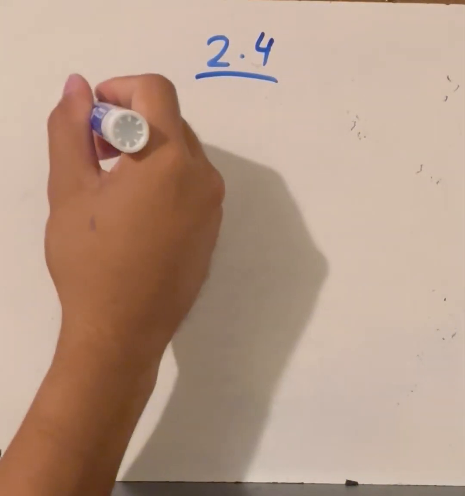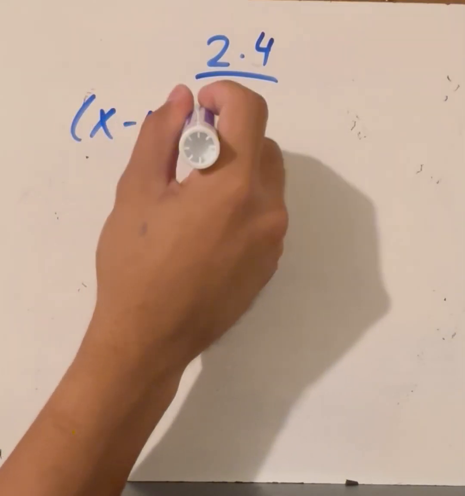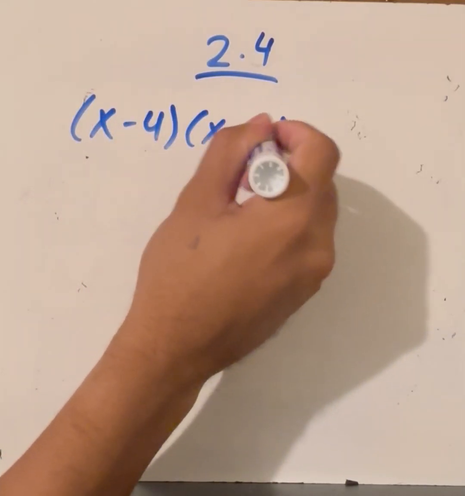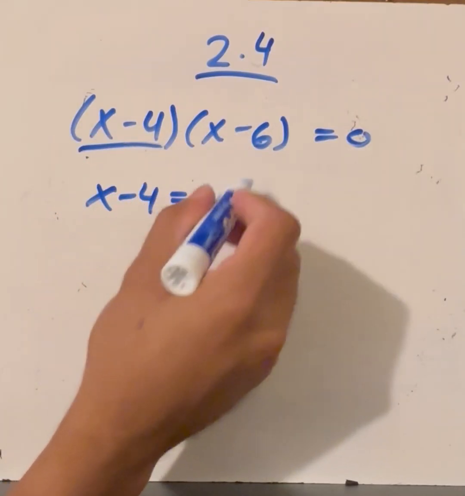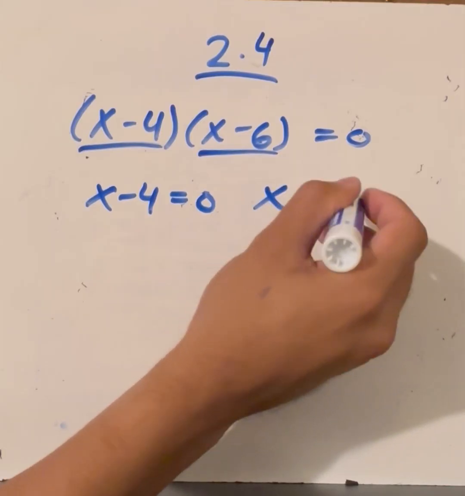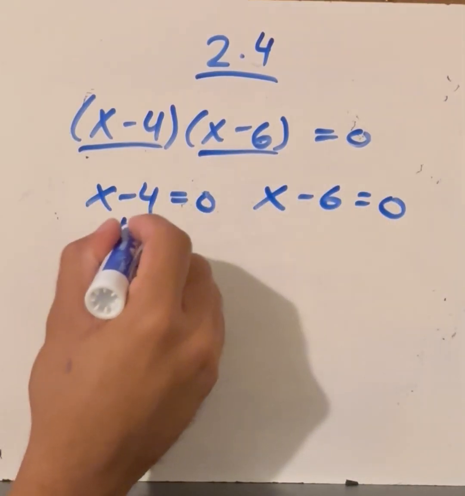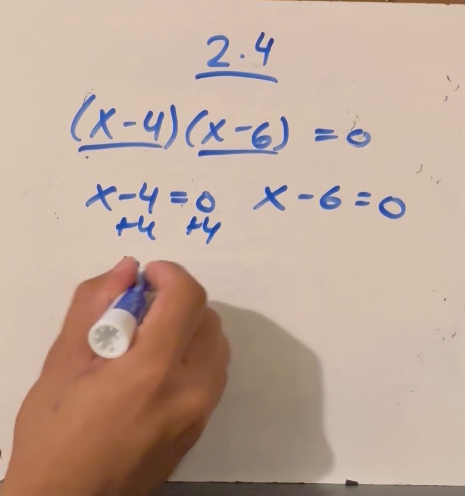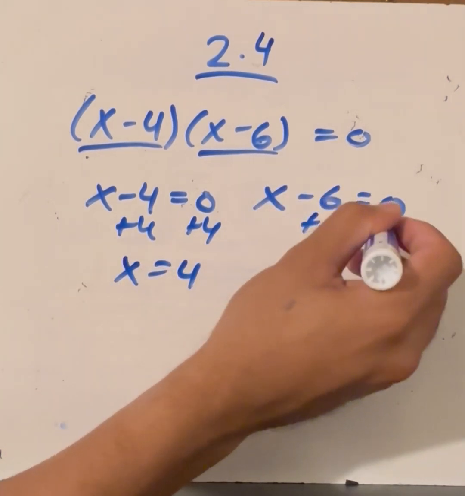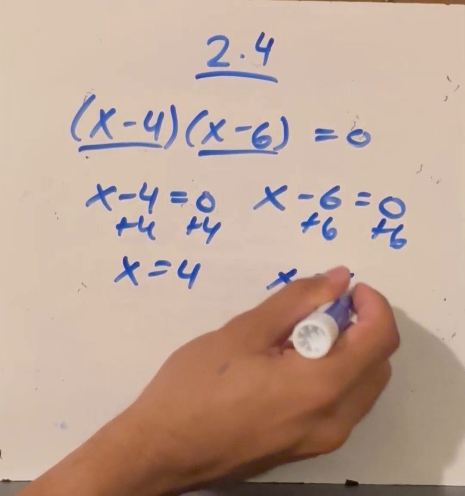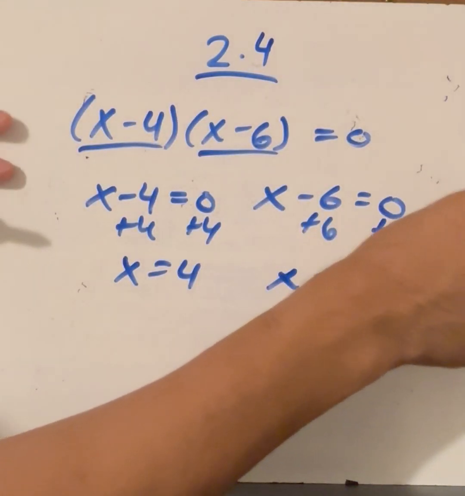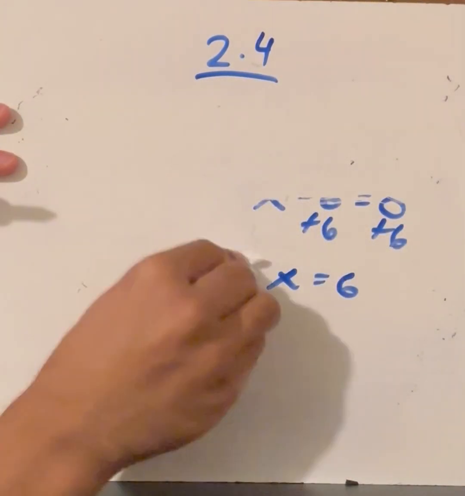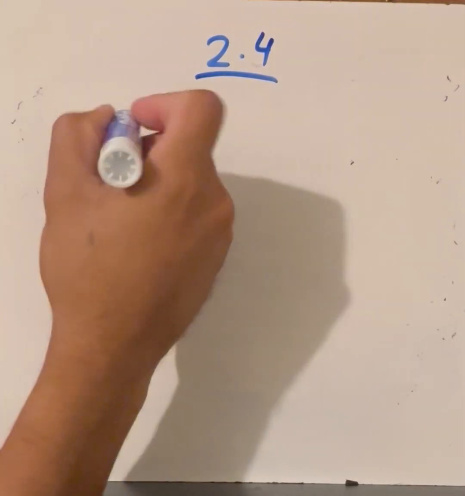Something that looks like x minus 4 times x minus 6, right, equals 0. So again, just set x minus 4 equal to 0, and then set x minus 6 equal to 0, and solve for x. So add 4, and so x equals 4, add 6, so x equals 6. That's your answer. Okay, so every part that has the variable that you're trying to solve for, just set it equal to 0, and you'll be able to solve your answer.